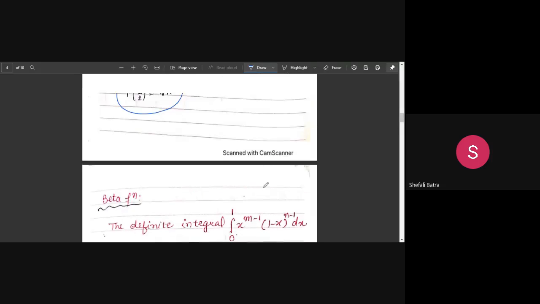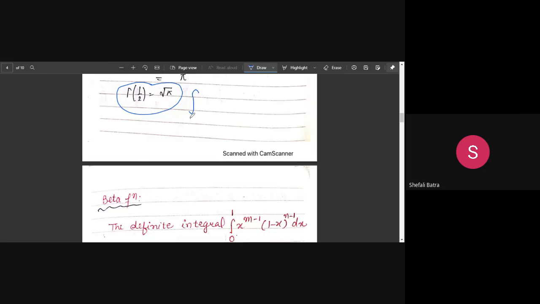Okay, before starting beta function, just give me the answer for this. Evaluate the integral 0 to infinity e raised to power minus x raised to power 3 by 2 dx. Yes, beta, tell me. Evaluate integral 0 to infinity e raised to power minus x raised to power 3 by 2 into dx. How will we evaluate it?